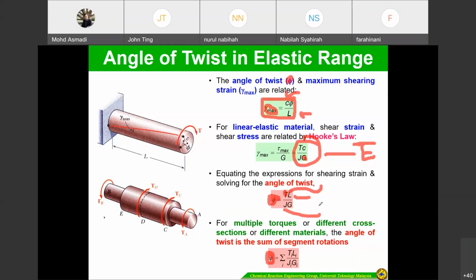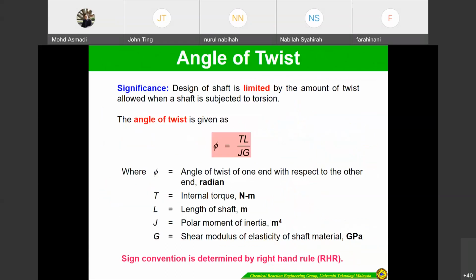But if we apply it to different materials and different diameters, we have to use the sum of TiLi over JiGi. This is for different materials and different cross-sectional areas, similar to the previous chapter. So the angle of twist phi equals TL over JG: internal torque, length, polar moment of inertia, and shear modulus of elasticity G.